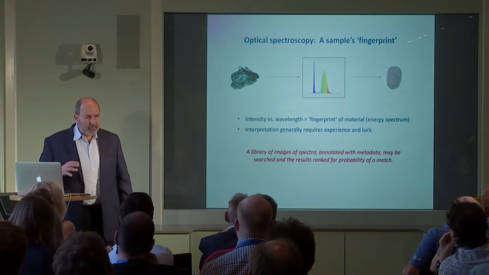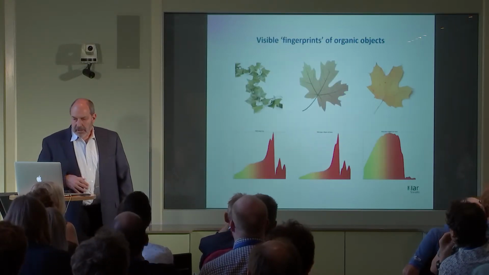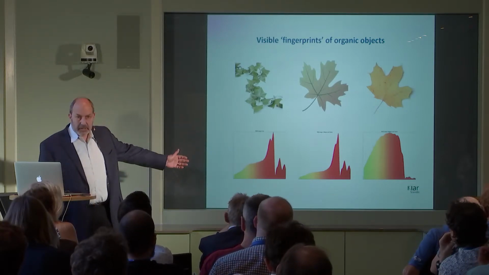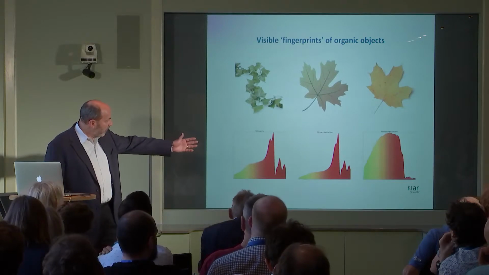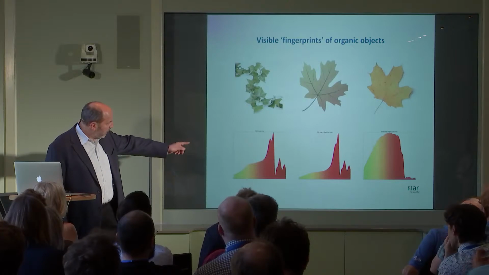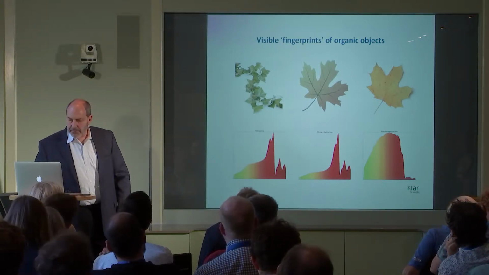What we do then is say, well, heck with that. We're going to capture a library of images such as these, where you take a spectrum of an organic object or an inorganic object. You get a curve, you colorize it, so now you have an image which has a shape, distinct peaks, and colors, which you can now run against other images.